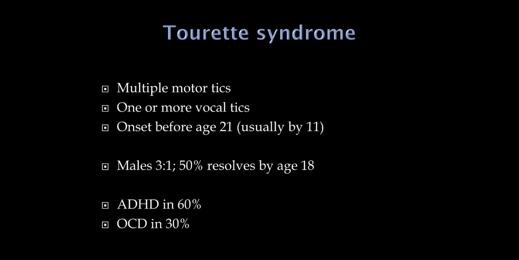Tourette syndrome usually occurs by the age of 11, and symptoms would always occur before the age of 21. These are multiple motor tics and also vocal tics. The vocal tics are quite suggestive of Tourette's, so throat clearing, clicking sounds in the mouth, recurrent sniffing, those kinds of things. More common in men, about half of patients resolve by the age of 18.